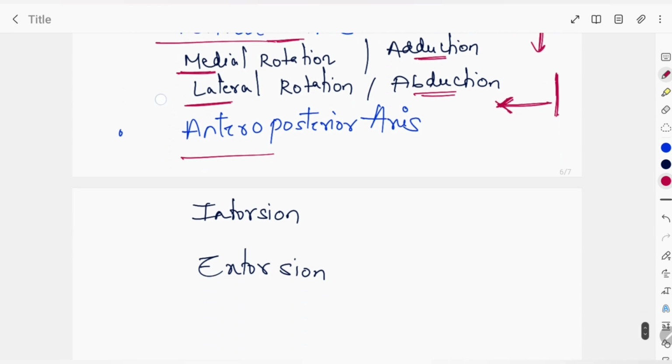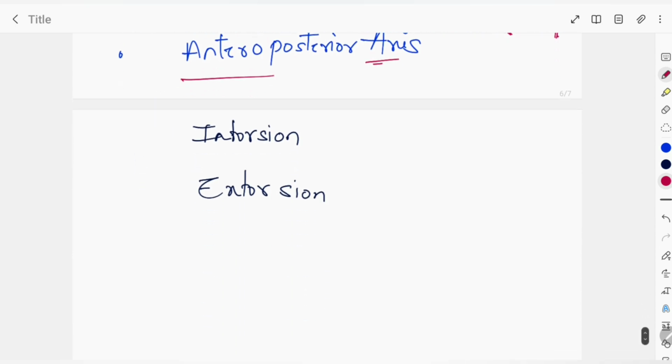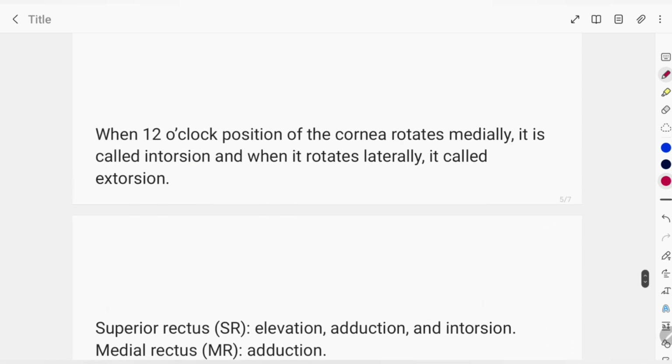Okay, and the other axis is the anteroposterior axis. The 2 actions are intorsion and extorsion. For the anteroposterior axis, what are intorsion and extorsion? When we are having a 12 o'clock position of the cornea, what is a 12 o'clock position? It means we are seeing straight, no deviation is there. So if the rotation is medially, that is intorsion, and when it rotates laterally, then it is extorsion.